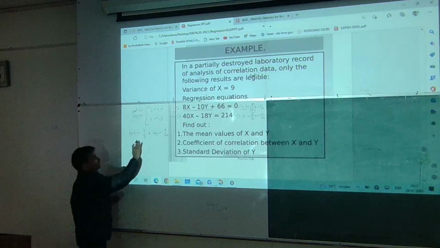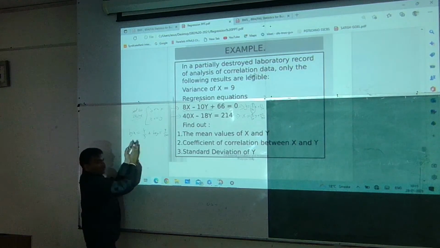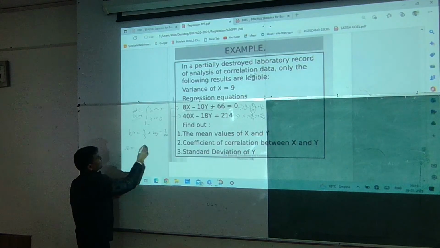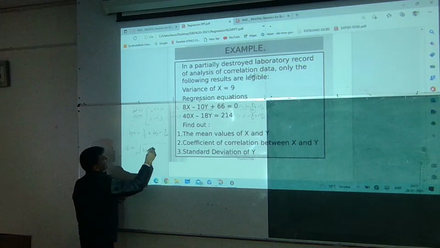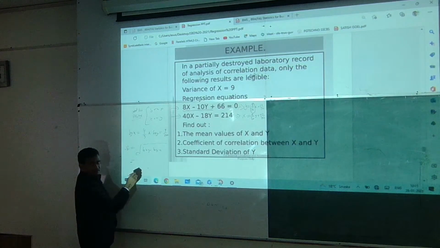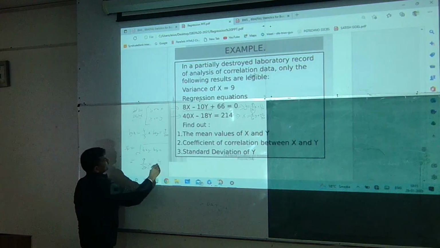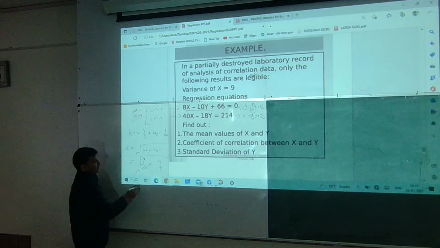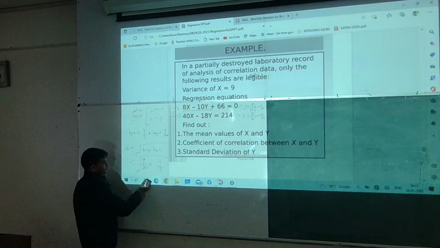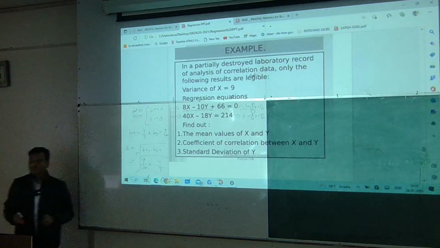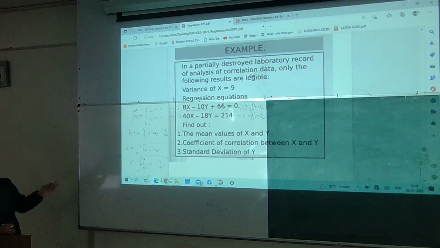Now you can see both have the same sign, and if you multiply both, you get r. R is basically the square root of bxy and byx. Yes, ठीक है. So this is 9/20 into 4/5. So this would be 6/10, or you can say 0.6. So here you can see the r is coming 0.6, if you just multiply both the regression coefficients and take their square root.